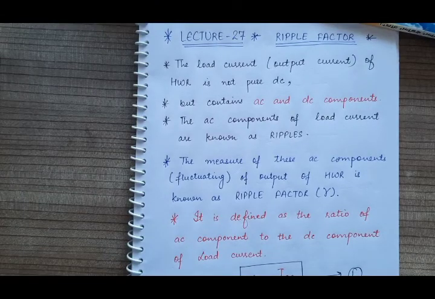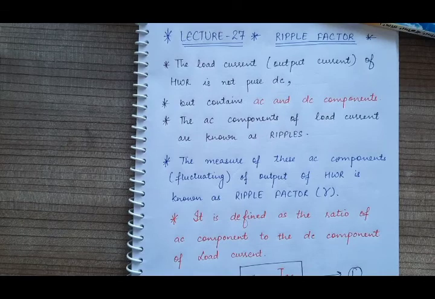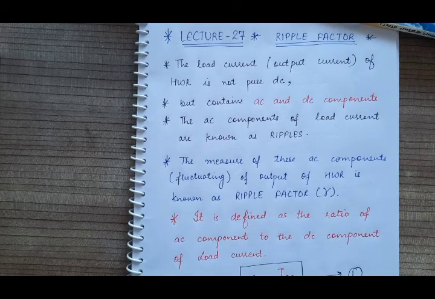Good afternoon, students. In this lecture number 27 of electronics, we will discuss the mathematical analysis of the half-wave rectifier. In the previous lecture, we discussed the average value of load current, the root mean square value of load current, and the efficiency of the half-wave rectifier. In this lecture, we will discuss the ripple factor: what is this ripple factor in the case of a half-wave rectifier.